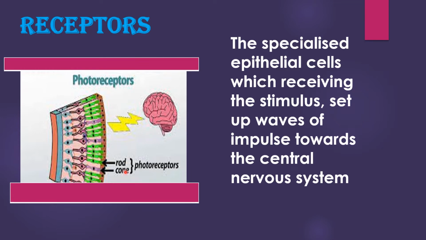Then there are different types of receptors we can see in our body. Phonoreceptors are there that receive sound. Olfactory receptors receive smell. Then any other receptors do you know? Thermoreceptors. Thermoreceptors receive temperature. Then chemoreceptors receive chemicals. These are the different types of receptors present in our body.